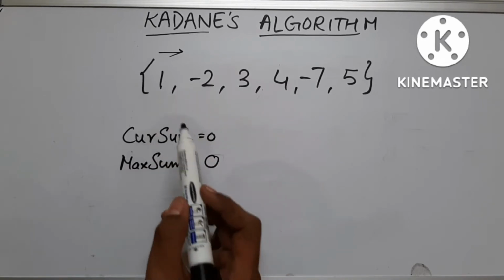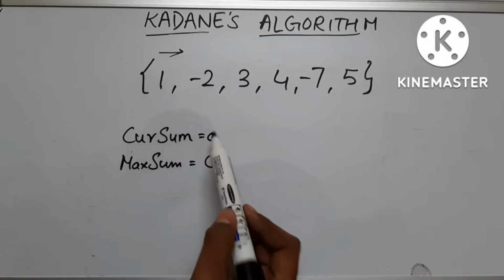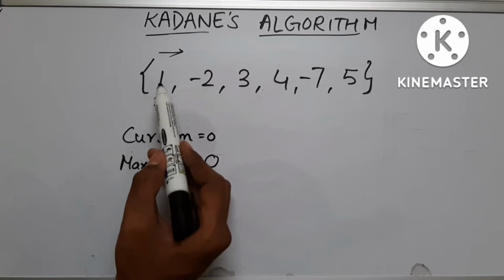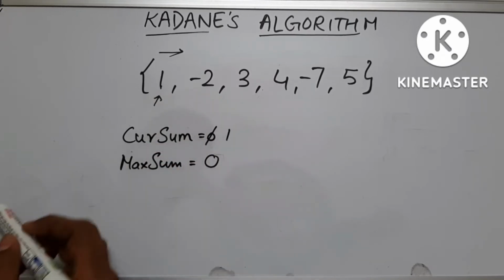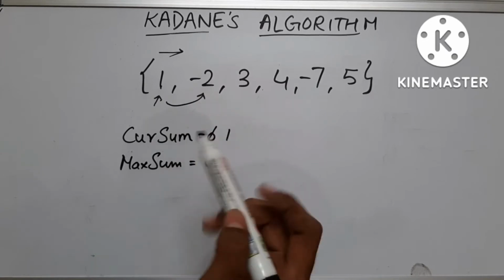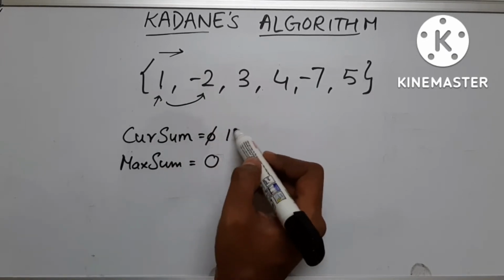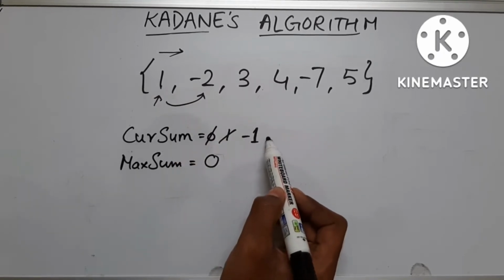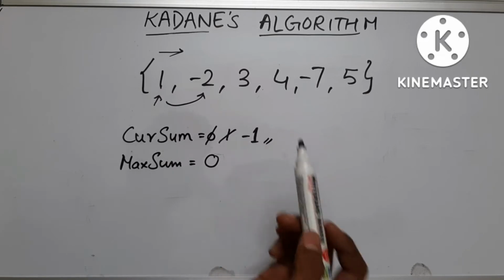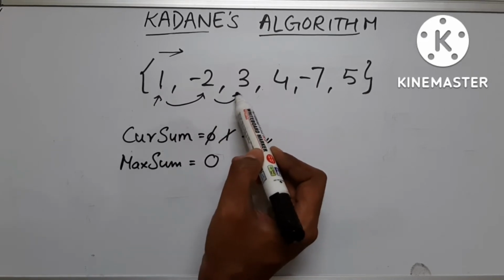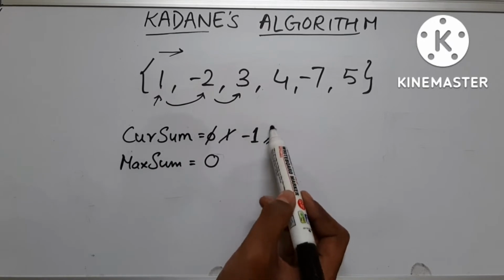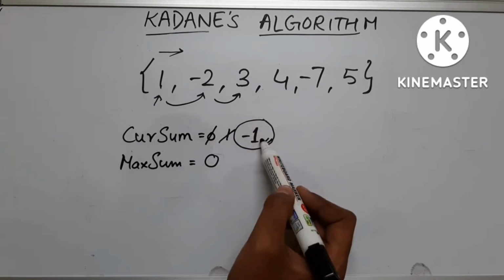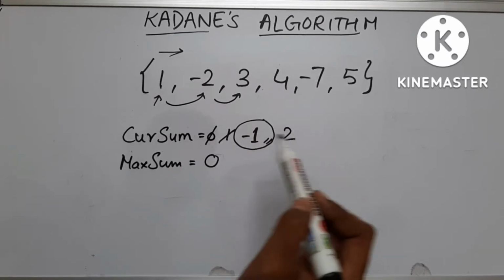While traversing, we are going to add the value inside current sum. Initially we will start the loop from here. This 1 we will add over here, so it becomes 1. Now we move to the next location, we add minus 2 to 1, so it will become minus 1. Whenever you get a minus value, you should understand that if you move to the next element and add this 3 to the negative value, 3's value will become lesser. If you add it over here, it will become 2.